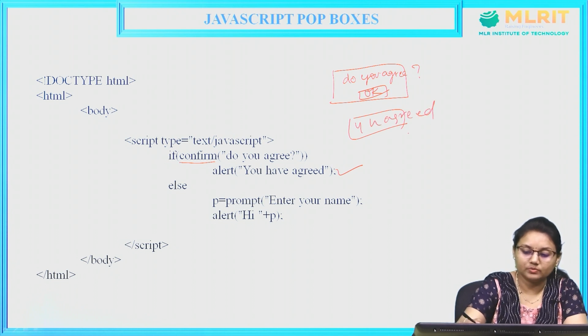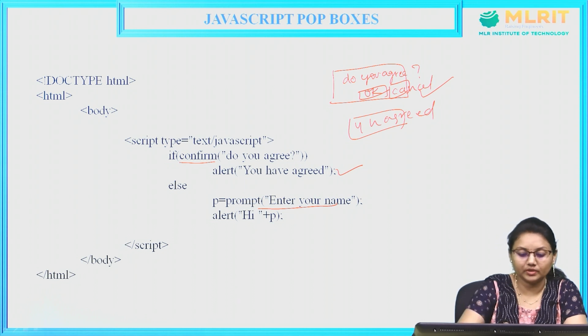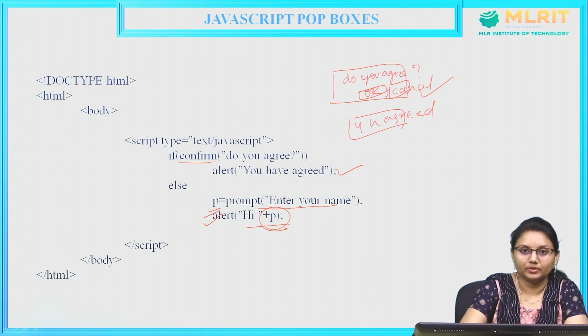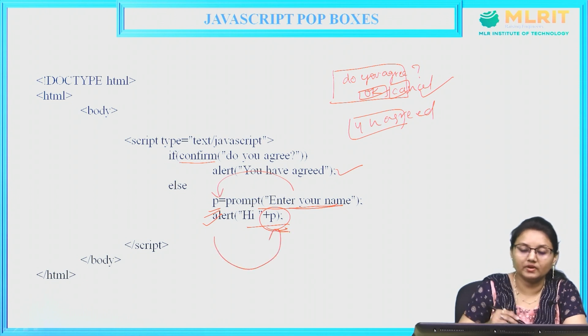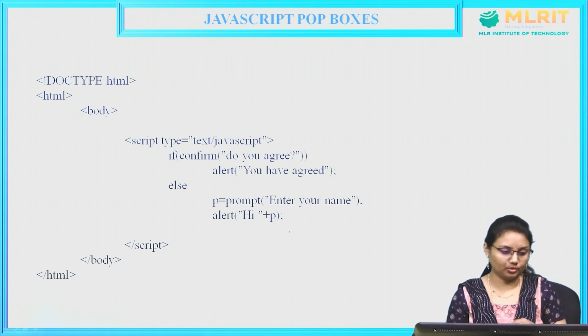Else, if you click cancel here, it will prompt you to enter your name. Then again you are alerting it: alert hi plus p. What is this p? p is nothing but your prompt. Whatever name you give is stored in p, and that p is displayed in the alert box again. So here we are using all three pop-up boxes in a program. Let us execute and show this.